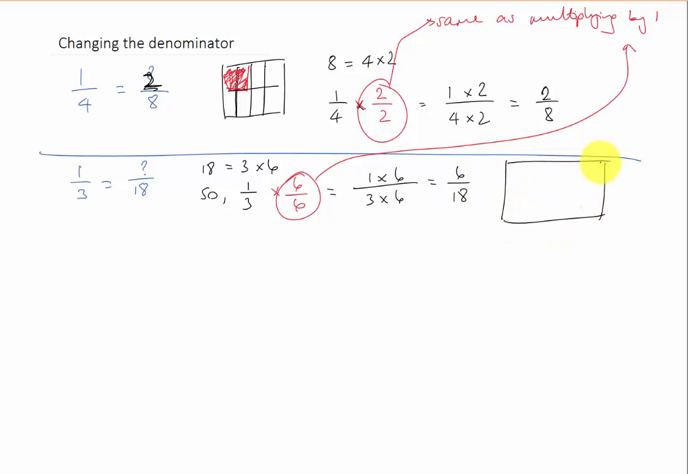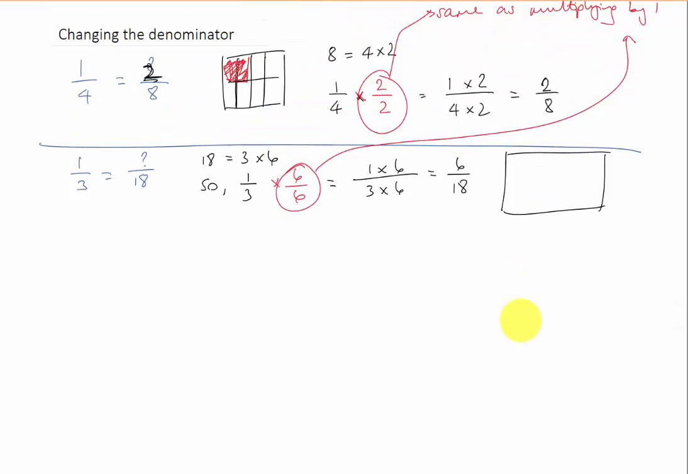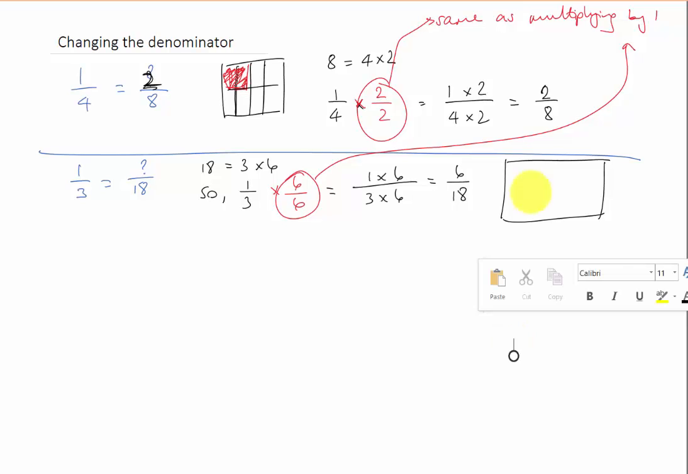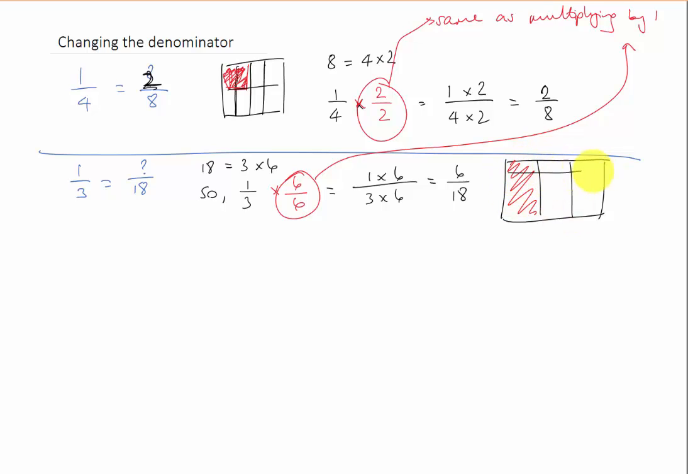And if we drew it out, we'd see the same thing. So we start off with thirds. So 1, 2, 3. Got one of them. But then to divide this into 18, we need to divide each of the thirds into 6 pieces. So we divide 1, 2. It's not a very good drawing, but you get the idea. So now we have 1, 2, 3, 4, 5, 6 pieces coloured in out of the 18.